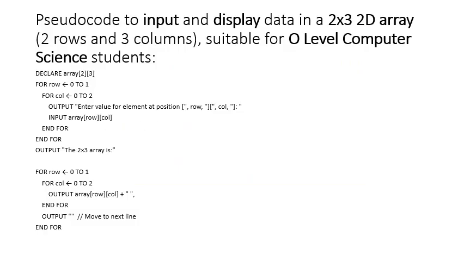So this is a past pseudocode to input and display data in a 2 by 3 2D array. So here we will put nested loops. For row 0 to 1, because 0 and 1, it is a 2 by 3 dimension array. And for column 0 to 2, because 0, 1 and 2 are 3 columns.